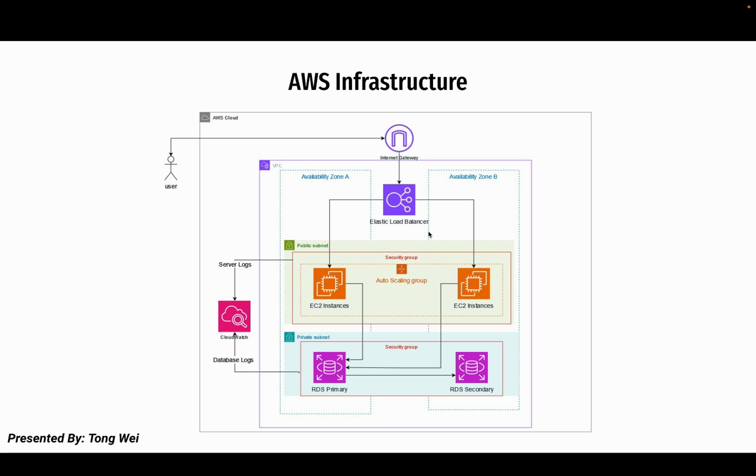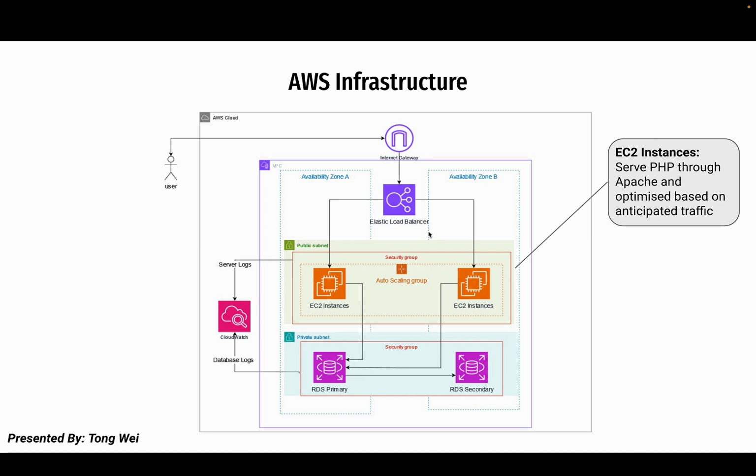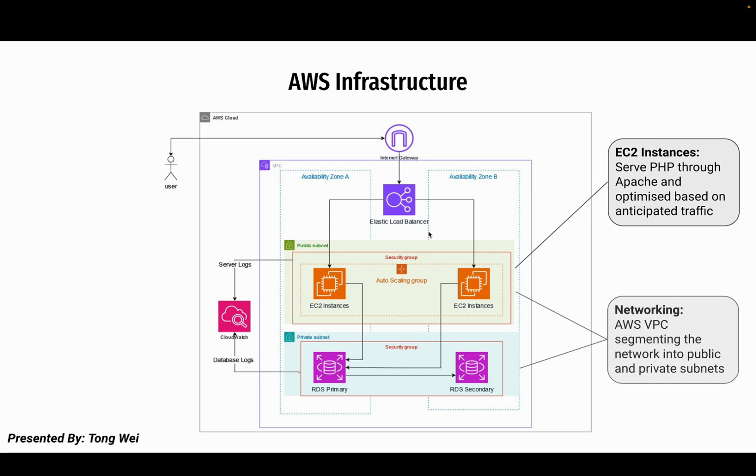In our EC2 instance, we configured them to serve PHP through Apache servers and ensured that the instances are optimized for performance based on the anticipated traffic. For networking, we have configured the network using AWS Virtual Private Cloud, segmenting the network into public and private subnets. The public subnets will house the EC2 instances serving web traffic, while databases and other internal services like RDS will be hosted in private subnets.